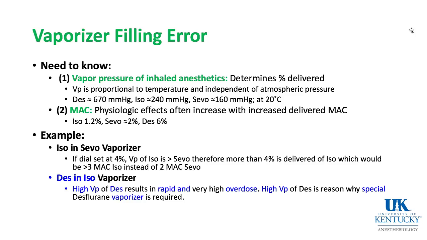If we could pour Des in an isoflurane vaporizer, if that was possible, the high vapor pressure of desflurane would result in a rapid and very high overdose. And again, the high vapor pressure of desflurane is the reason why we have to have that special desflurane vaporizer, which heats it to 39 degrees and has 2 atmospheres around it in its own controlled environment.